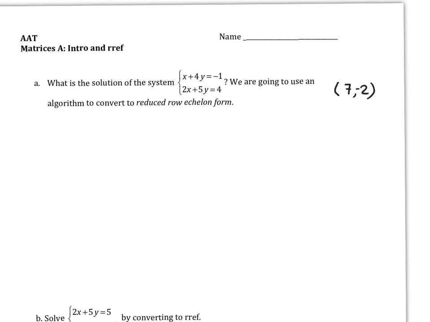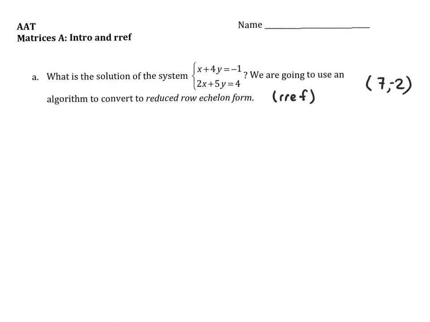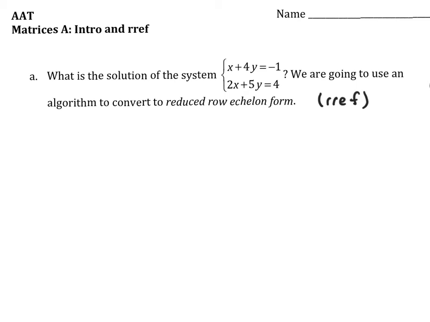So I'm going to be using an algorithm, a process, and I'm going to convert this whole thing to something called reduced row echelon form. The abbreviation for that is RREF, and we're going to see that on our calculators in a little bit. So first things first, let me rewrite this whole system into a matrix. 1, 4, -1, 2, 5, and a 4.